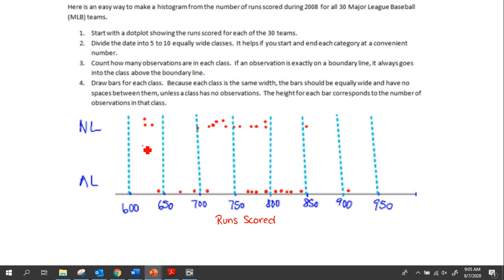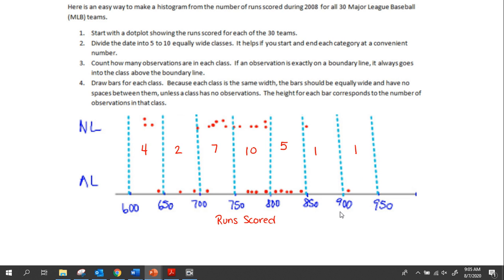So in this case, we would have 4. This one would be 2. This one would be 7. This one would be 10, 5, 1, 1 for overall.